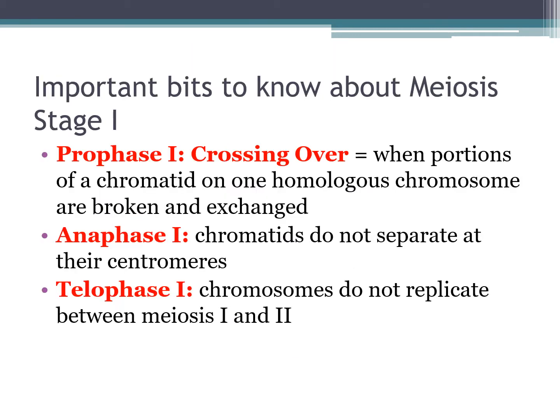So, important bits to know about meiosis 1. In prophase 1, that's when the crossing over occurs, when portions of a chromatid on one homologous chromosome are broken and exchanged. In anaphase 1, chromatids do not separate, and in telophase 1, chromosomes do not replicate. But the one I want you to mainly focus on is that in prophase 1, that's when crossing over occurs.